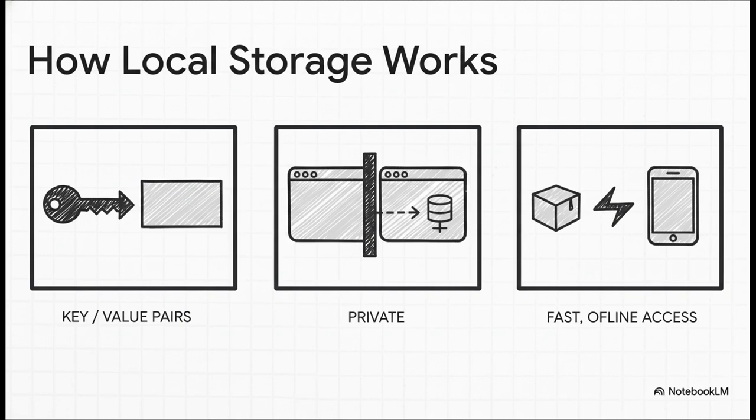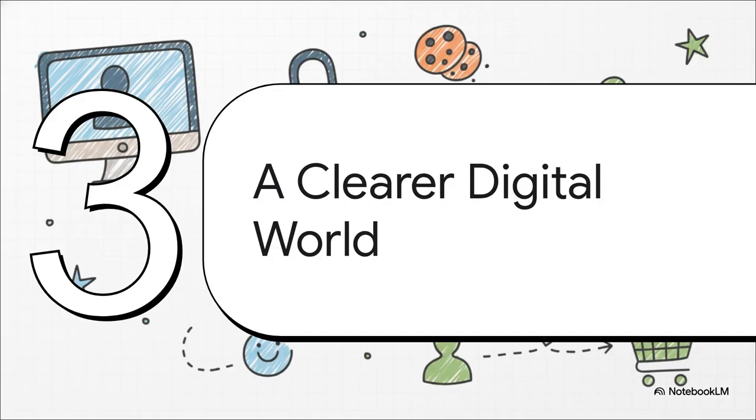And a huge advantage here is security. One website can't just peek into the local storage of another website. And since the data is right there on your device, things can load instantly without having to wait for the internet at all. So let's bring these three ideas, the identifier, the database, and local storage, all together.